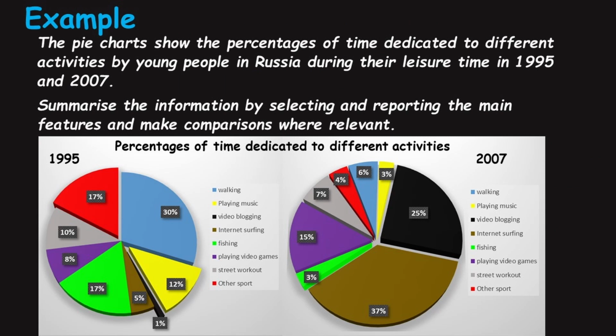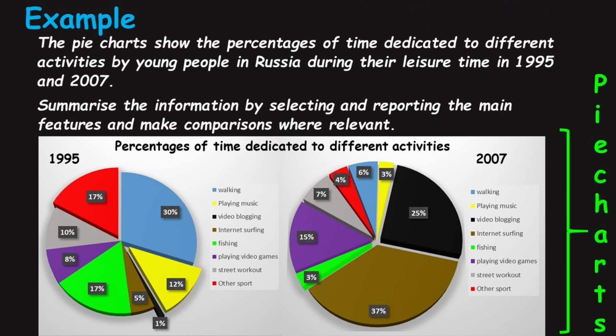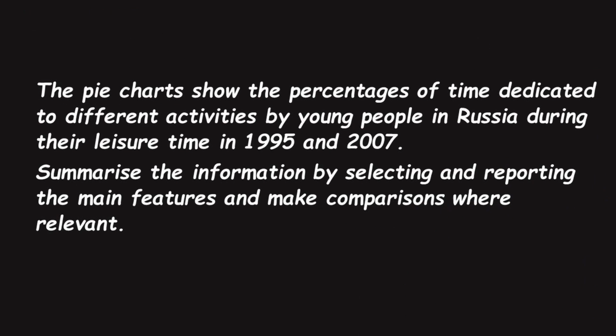This task card presents the task description and 2 pie charts. On the top you can see the task description and on the bottom the pie charts. The pie charts show the percentages of time dedicated to different activities by young people in Russia during their leisure time in 1995 and 2007. Summarize the information by selecting and reporting the main features and make comparisons where relevant.